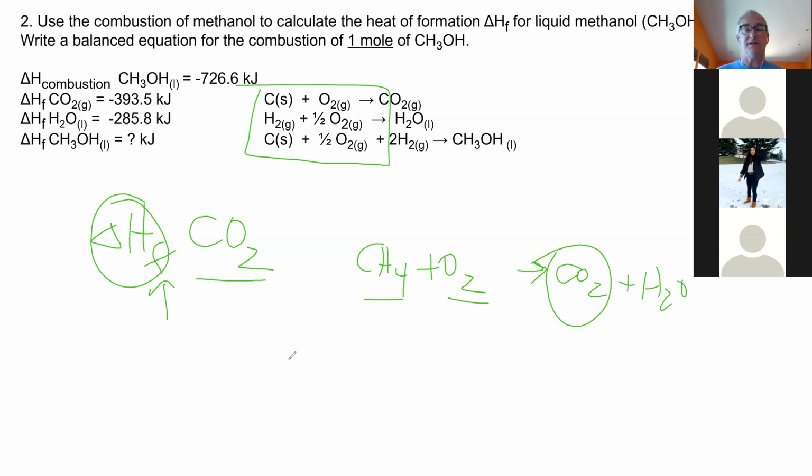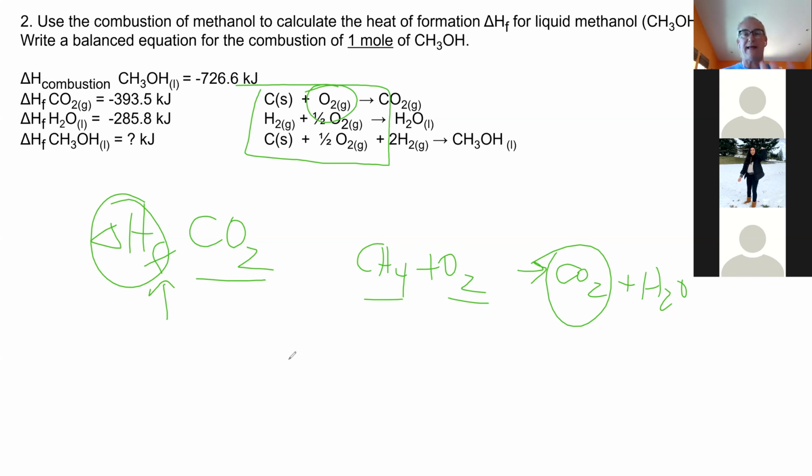And it also means the most stable form of those elements at standard temperature and pressure. So carbon, the most stable form at standard temperature and pressure is graphite, so that would be solid carbon. The most stable form of oxygen at room temperature is O2. It's a molecule, but it is the most stable form of oxygen at 1 atmosphere. Same thing with hydrogen. It's a gas, H2.